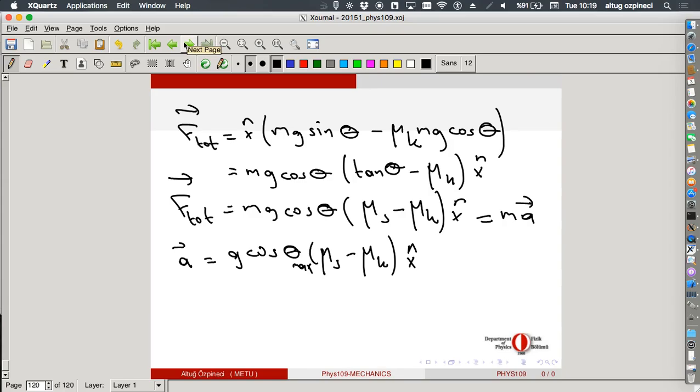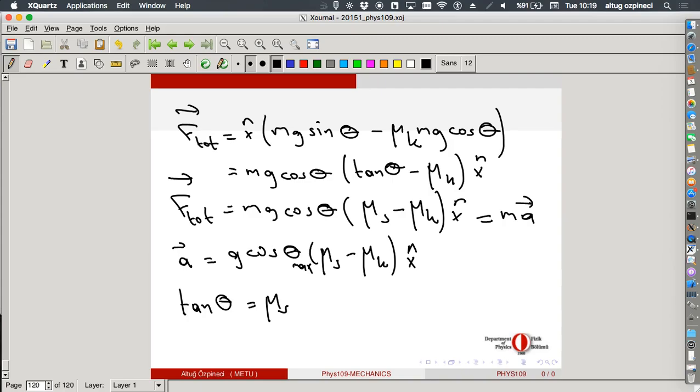I don't think it does. Why not? Because we took tangent theta as mu s, so if there is no friction, then tangent theta is equal to mu s. Why not? Because there is no friction and tangent theta is a number different than 0. What tells you that it should be different than 0? Well, you see, if there is no friction, theta is 0. That's the horizontal case. And of course, my object should not be accelerating.